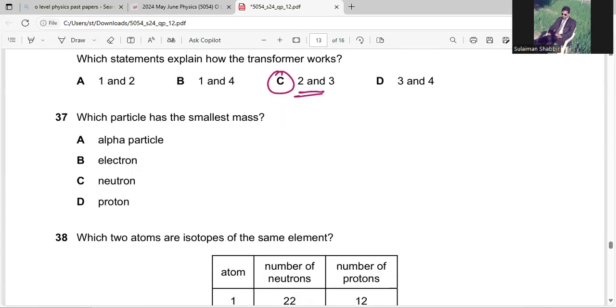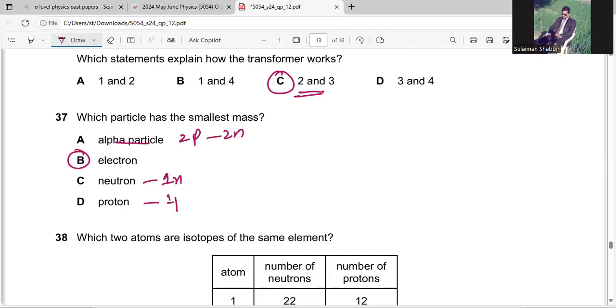Let's go to number 37. Which particle has the smallest mass? Electron is the smallest and lightest particle. Alpha particle has two protons, two neutrons. Neutron is heavier. Proton is also heavier. So electron is 9.1 multiplied by 10 to the power minus 31 kg is the mass for it.